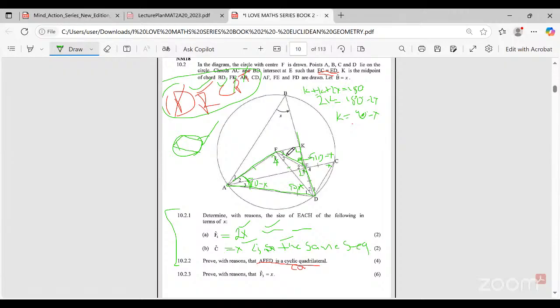Now we have that 90 here, we have 90 minus x. We want F3. We use the interior angles of a triangle, which is 180 minus this 90 minus x minus that 90, then you're going to be left with your F3, which is x.